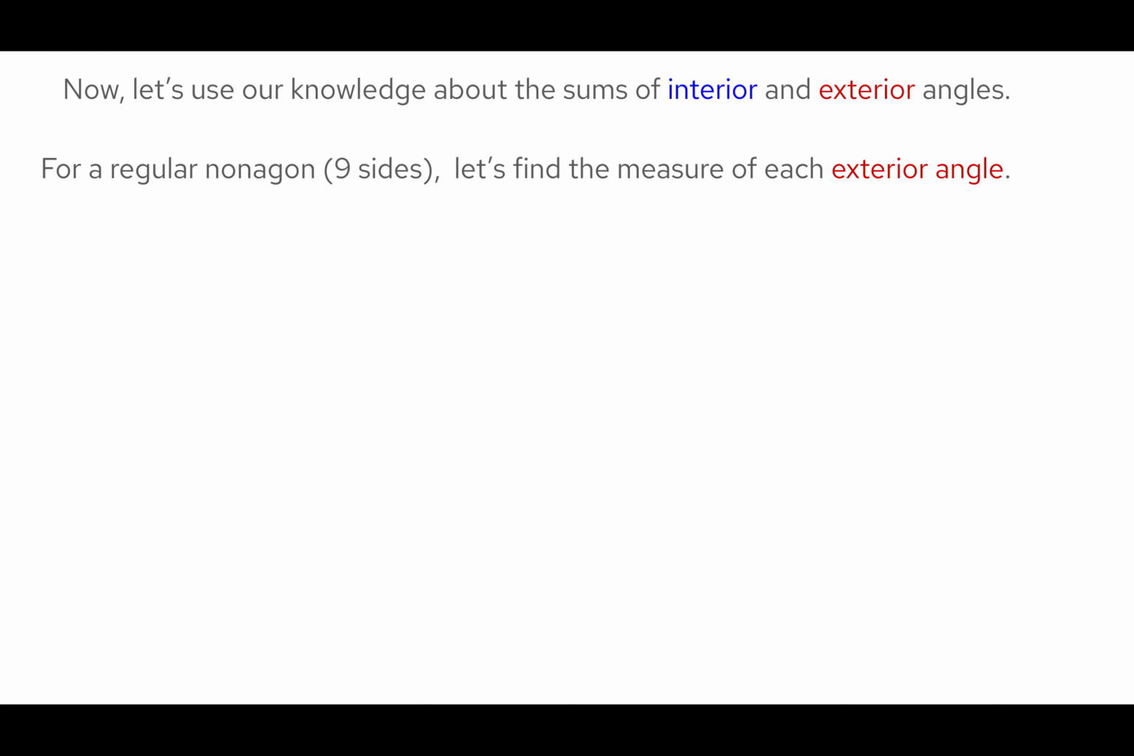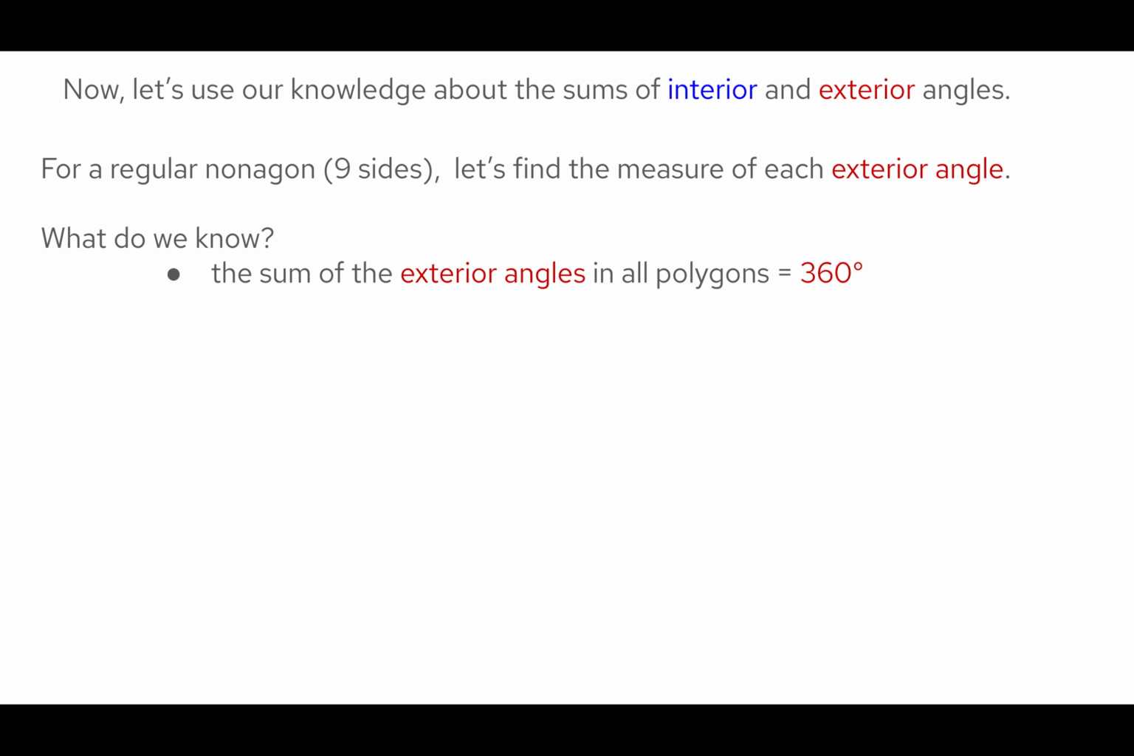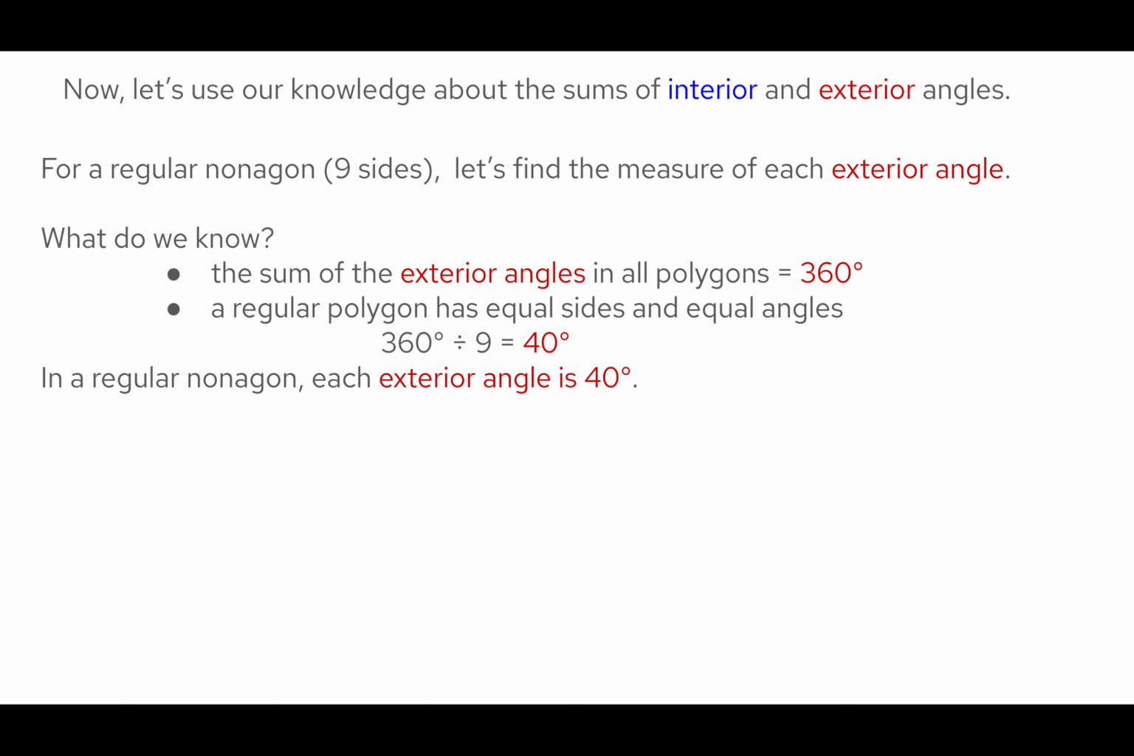So now let's use our knowledge about the sums of interior and exterior angles. So let's say we have a regular nonagon, 9 sides. Let's find the measure of each exterior angle. Let's see what we know first. Well, we know that the sum of the exterior angles of all polygons is 360 degrees. We just showed that in our table. We also know that a regular polygon has equal sides and equal angles. So therefore, I can take my 360 degrees, divide it by 9, and get 40 degrees. So in a regular nonagon, each exterior angle is 40 degrees.